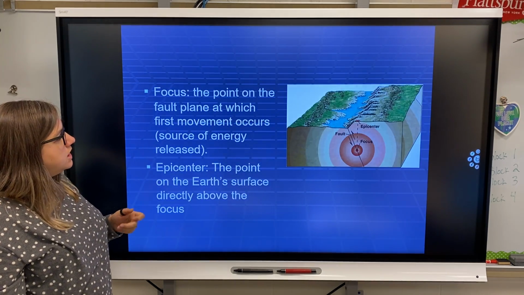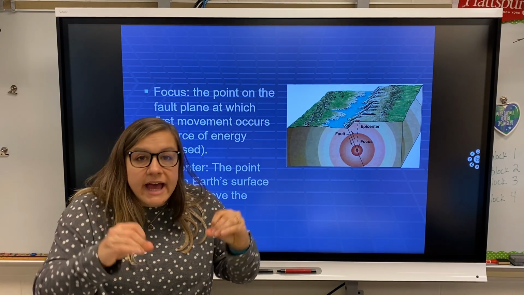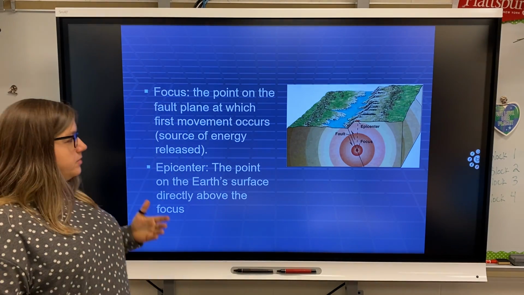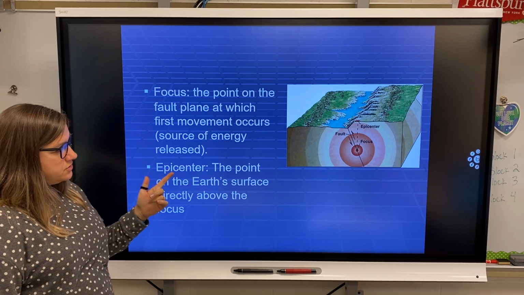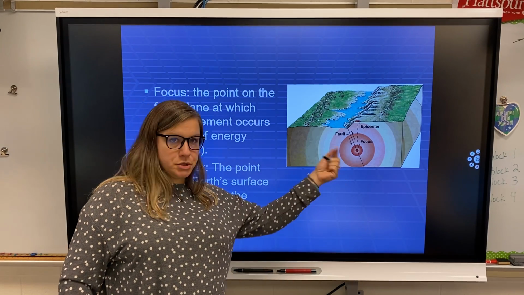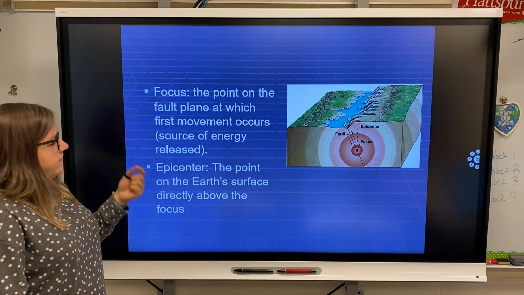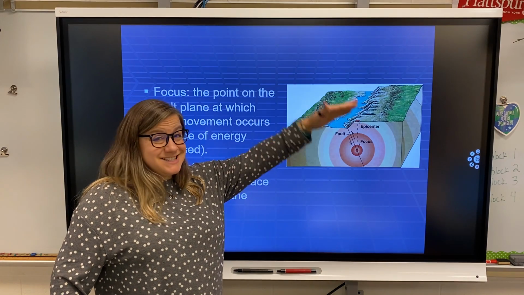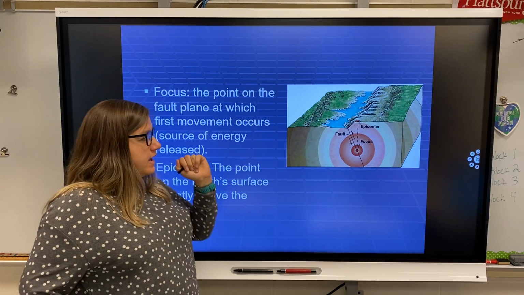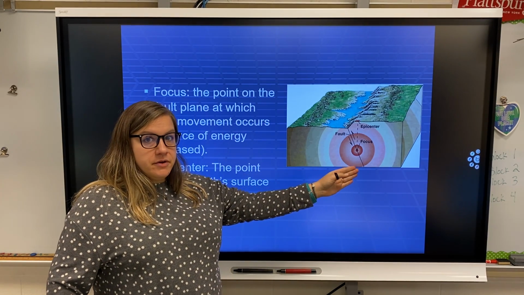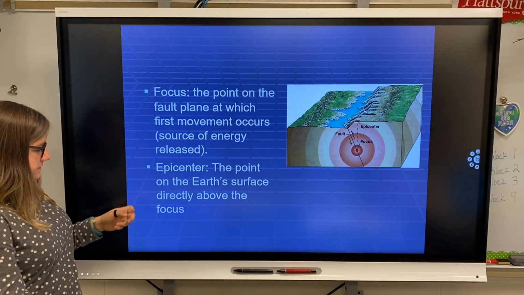Okay, so you need to know what a focus is. No, it's not the focus that you need to have when you're working on this kind of stuff, but a focus is the point on the fault plane at which the first movement occurs. So the focus is the part that's deep underground usually. The focus is where the earthquake actually happened. And then right directly above the focus on the surface of the land, that's where we consider the epicenter to be, okay? So the focus is deep underground where the earthquake happened. The epicenter is the point directly above the focus.